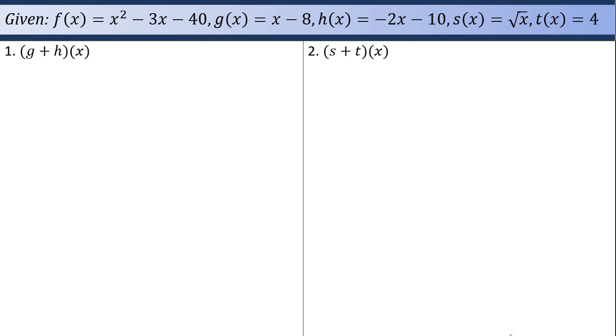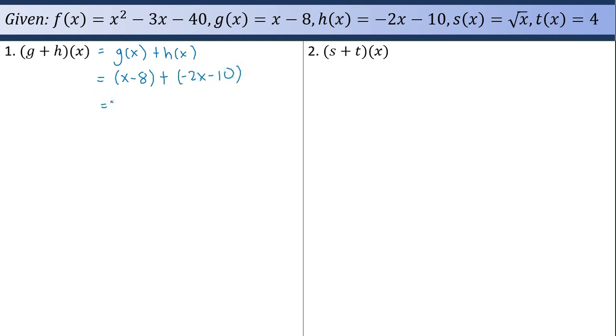Number 1, g plus h of x. So alam nating lahat na base sa definition, this is just equal to g of x plus h of x. Okay? Ano ba ang g of x? Ang g of x ay x minus 8. So, isa-substitute lang natin. Plus h of x. h of x is negative 2x minus 10.